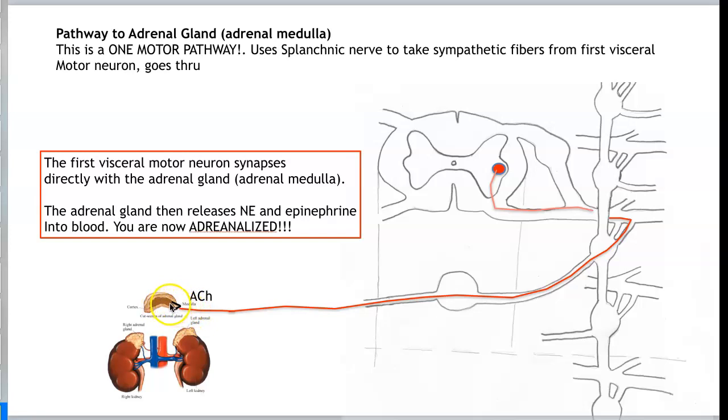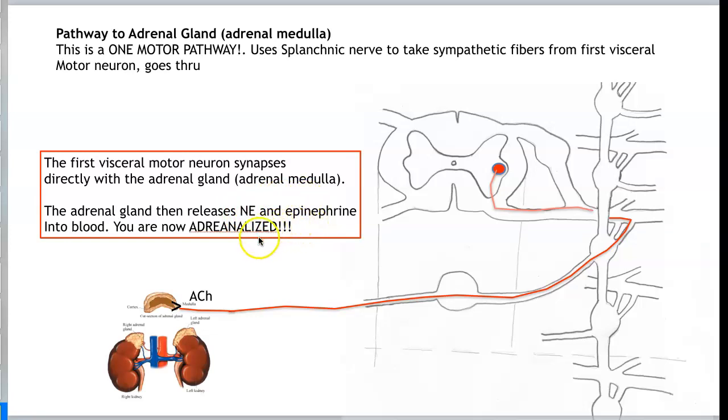It's going to synapse with the adrenal gland. It's going to release acetylcholine. The target organ, the adrenal gland, is then going to release norepinephrine and epinephrine straight into your blood. This is an endocrine gland. Endocrine glands release hormones that are going straight into your blood. So it's released norepinephrine and epinephrine. Norepinephrine is just going to be converted quickly into epinephrine.